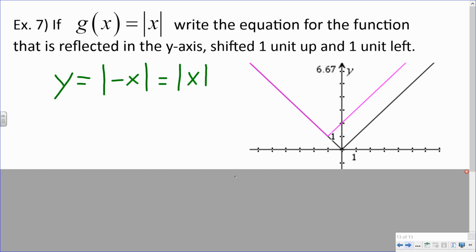So then if we wanted to get the pink graph, if we wanted to shift one up and one left, what do I need to do for one left? If I'm going in the negative direction, Colin, I need to add on the inside, and one up, I also add on the outside, and that would be for the pink graph.